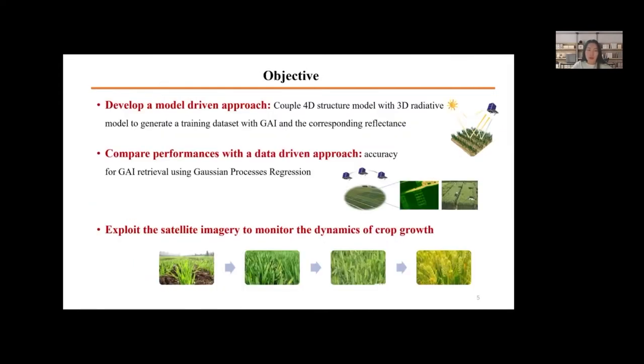We want to develop a model-driven approach coupling a four-dimensional structure model with a three-dimensional radiative model to generate a training data set with the GAI and the corresponding reflectance. Then we will compare the performance with a data-driven approach to see the accuracy of GAI retrieval using Gaussian process regression. Finally, we want to exploit the satellite imagery to monitor the dynamics of crop growth.